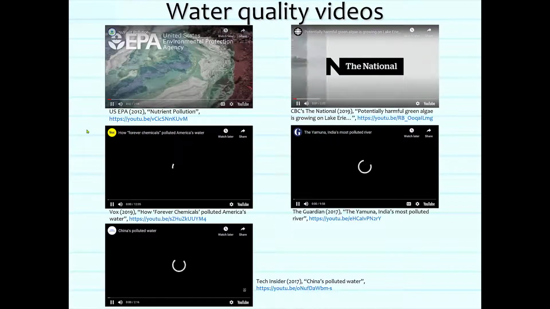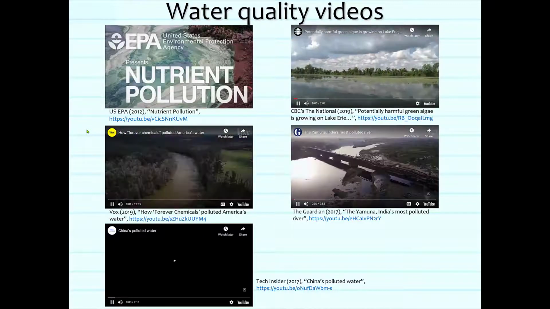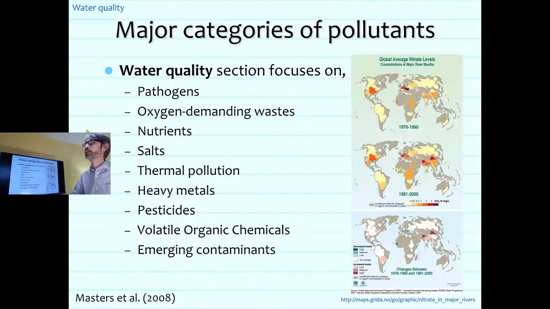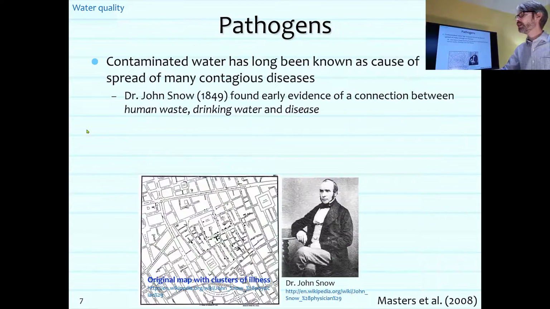The Cape Fear River runs down the eastern half of North Carolina, passing by major cities before emptying into the Atlantic. This video focuses on a number of important water quality characteristics. We'll start with pathogens, then move to oxygen-demanding wastes, nutrients, salts, thermal pollution, heavy metals, pesticides, volatile organic chemicals, and emerging contaminants. Contaminated water has long been known as a cause of the spread of many contagious diseases.